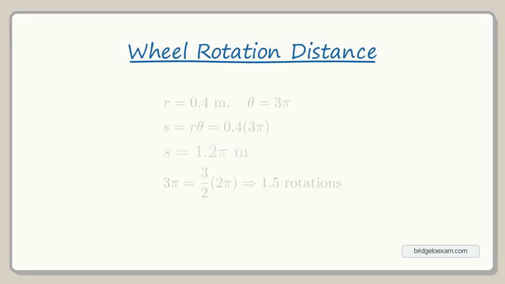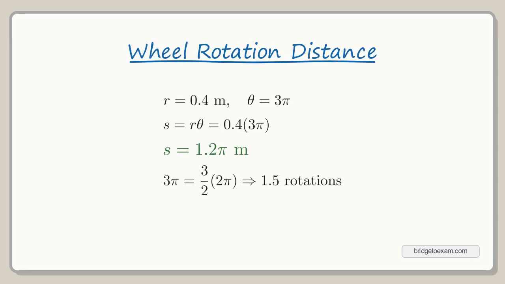If a wheel of radius 0.4 meters rotates through 3 pi radians, a point on the rim travels s equals 0.4 times 3 pi, or 1.2 pi meters. Because 2 pi radians is 1 full rotation, 3 pi radians is 1.5 rotations.